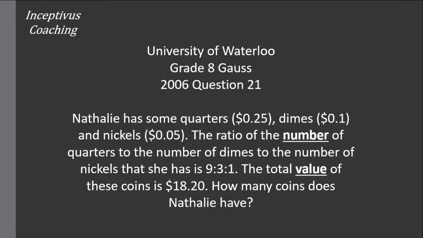Question number 21 from year 2006 reads that Natalie has some numbers of quarters, dimes, and nickels. The ratio of the number of quarters to dimes to nickels is 9 to 3 to 1. The total value of these coins is $18.2. How many coins does Natalie have?